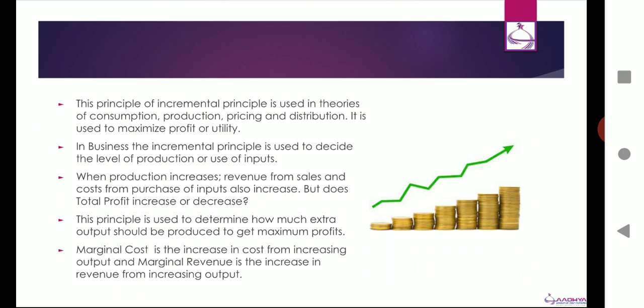That depends on which is more, right? Sorry, whether revenue is more or cost is more. The principle is used to determine how much extra output should be produced to get maximum profits by a business. Here, marginal cost is the increase in cost from increasing output, and marginal revenue is the increase in revenue from increasing output.